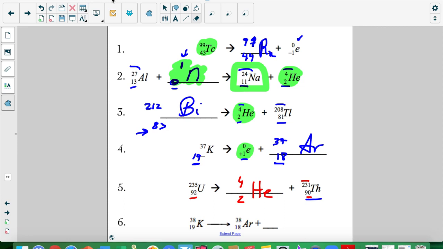And finally, we have potassium that is transmuted into argon. And again, we want to know what's the particle that was being released here. So what number plus 18 is 19? 1. And what number plus 38 is 38? 0. So what unique and only particle has 1 and 0? That's going to be the positron. So that's the particle that has been released in this case.